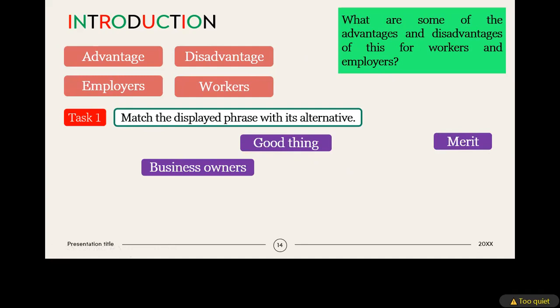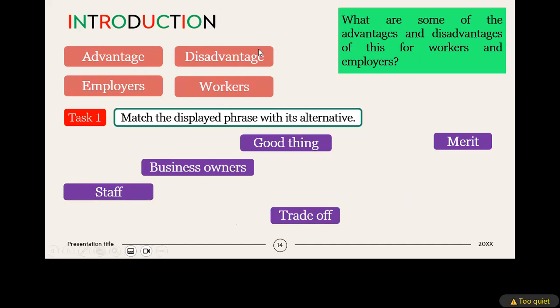What is a merit? You don't know? Okay. Merit is advantage. The same thing. Okay. It's advantage or a merit. Okay. Now, staff. Workers. Yeah, workers. Okay, workers or staff. It's the same word. The same word. Okay, the same meaning. Trade-off. Disadvantage. Yeah, excellent. Very good.